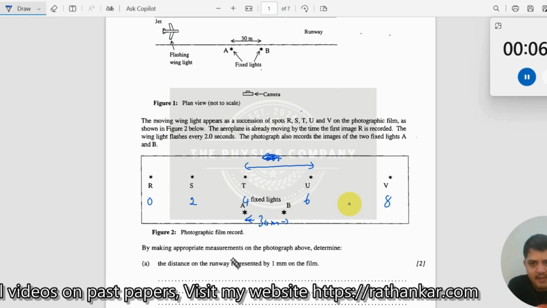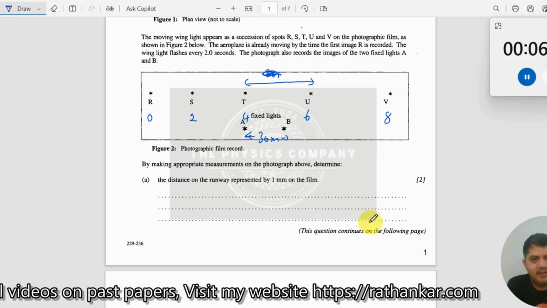By making appropriate measurements on the photograph above, determine the distance on the runway represented by 1 millimeter on the film. There are two things that you need to find. First, what does 1 millimeter on the film represent? How many meters does it make? Do not just write 1 millimeter equals 1 by 1000th of a meter. That's not the case here, because you are using a different scaling. Secondly, it asks you to find the total distance on the runway.